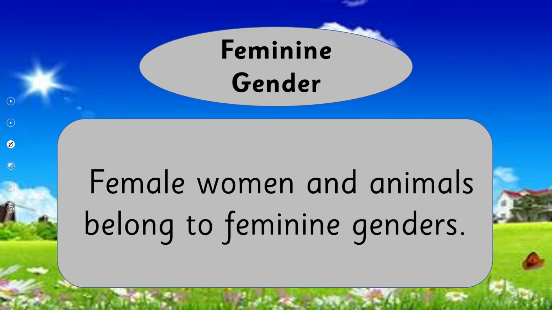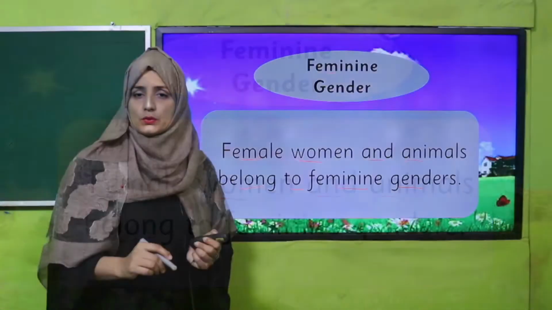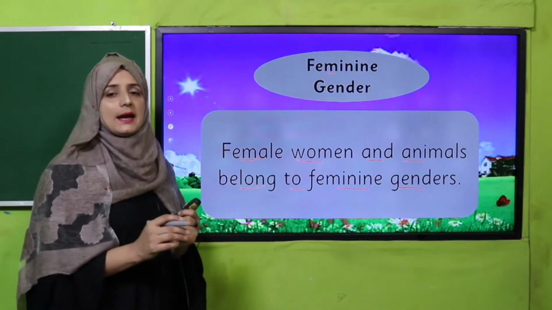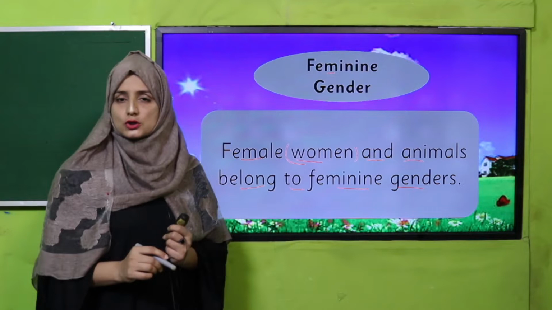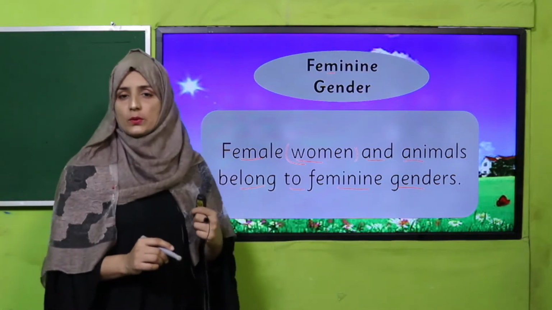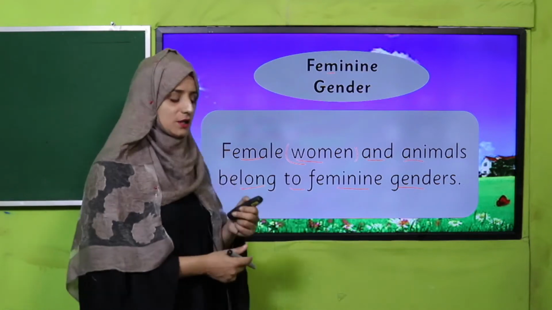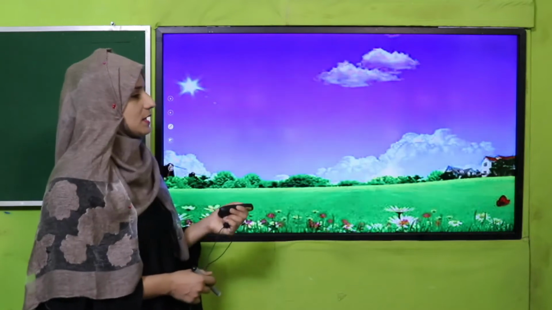So next one is feminine gender. Females, women and animals belong to feminine gender. All females, women and female animals belong to feminine gender. They will be categorized into feminine gender. So let's see the examples.